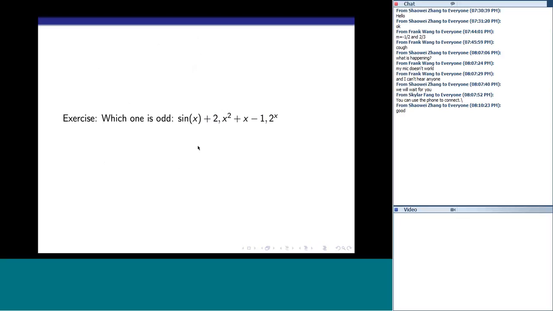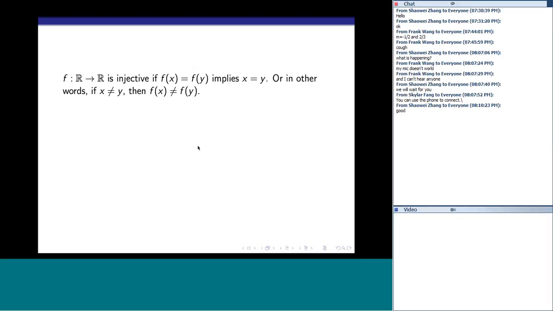Right? Okay, we're also talking about something called injective. If f(x) equals f(y) implies x equals y. Or in other words, if x is not equal to y, then f(x) is not equal to f(y). So injective usually means just going up, or just going down. Never going down then up, or up then down. Okay? Isn't this basically 1-to-1?